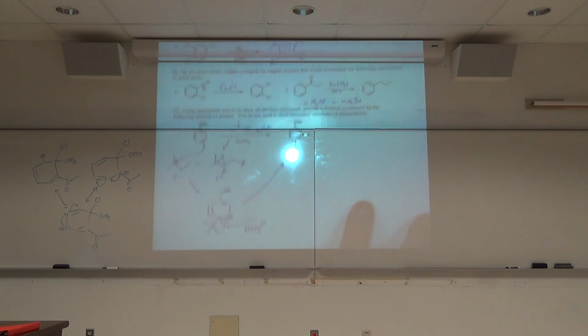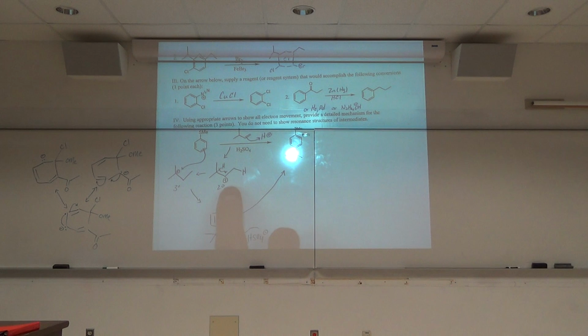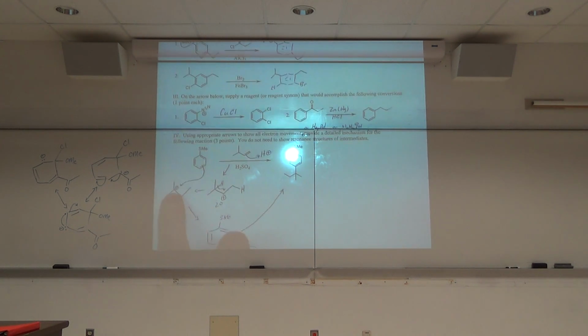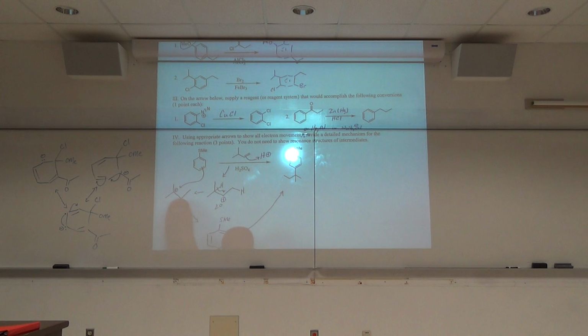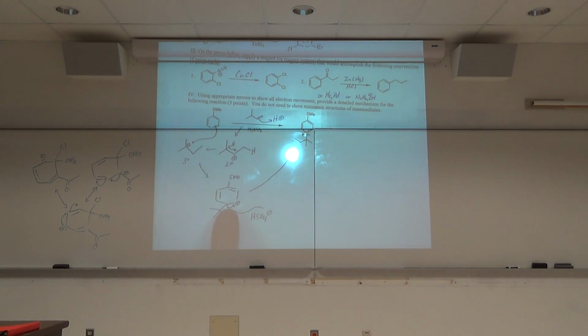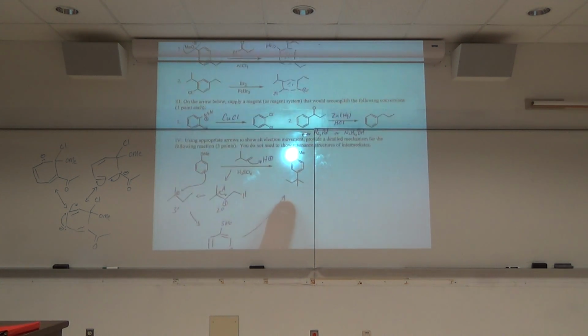Mechanism. Protonate the alkene, just like organic 1. Secondary cation. We can do a hydride shift, make tertiary cation. The ring attacks the tertiary cation. But we need to attack the tertiary carbon, right? Here, sigma complex. You don't have to draw resonance structures for this. That's what it said. If it did ask you to draw resonance structures, I know you would all be able to do that. Something removes the H, restores the aromaticity, gives the final product. How did we do?